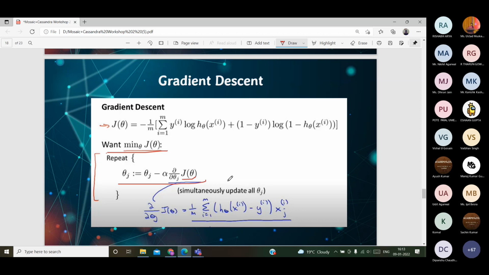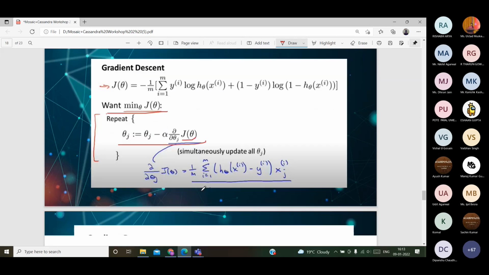So this is basically trying to get parameters theta j such that the cost function is minimum. That is what it does. So it is similar to linear regression.